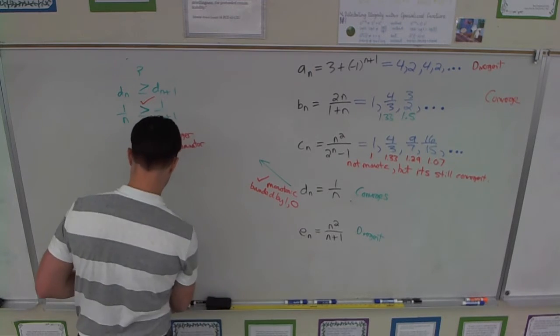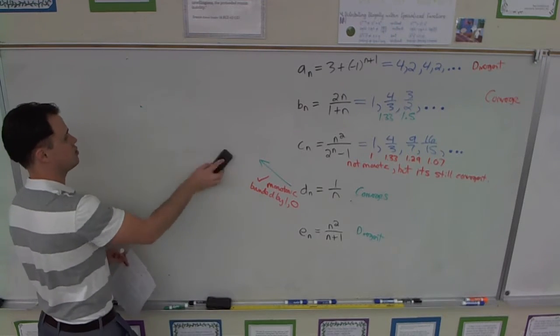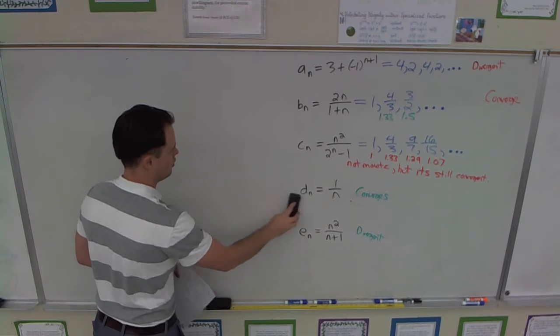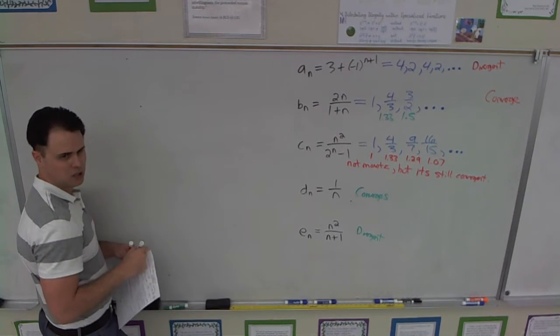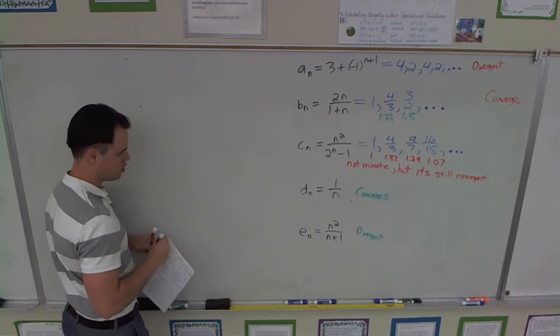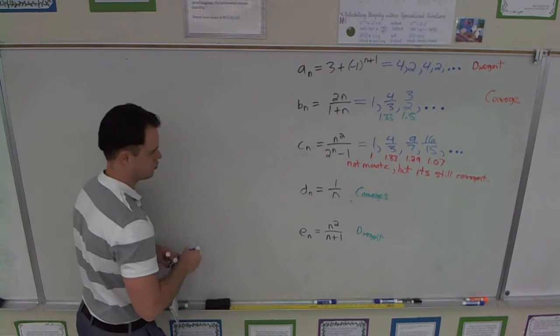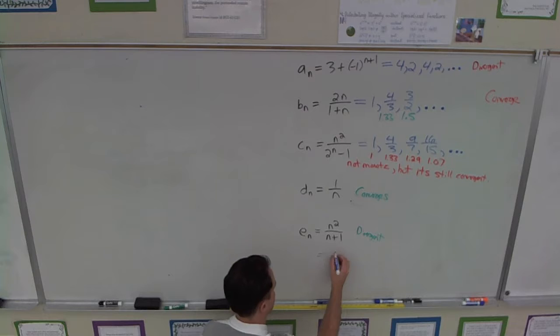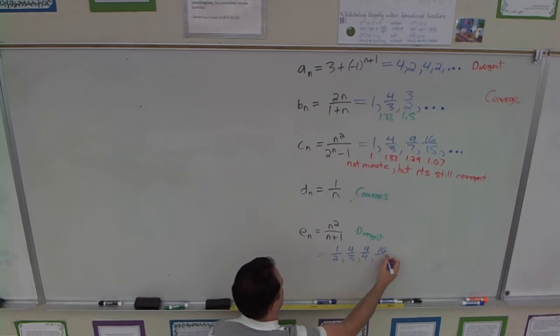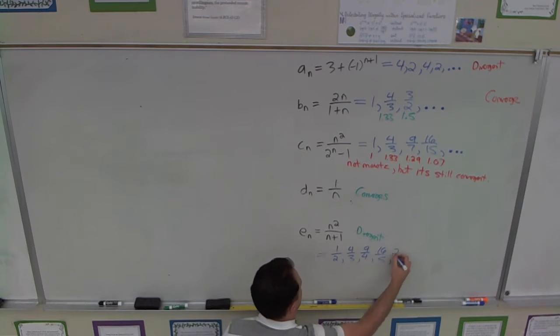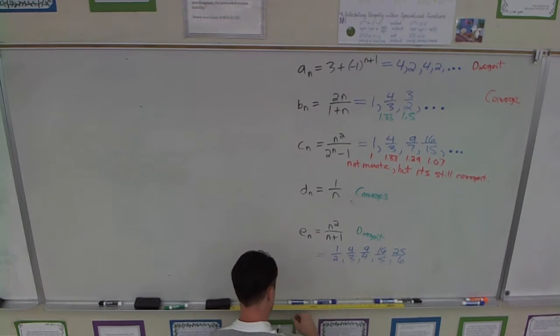What could we do thinking like this? Is it going to fail? It's got to fail at least one of them, right? Is it bounded? We could start writing out the terms. The terms go 1/2, 4/3, 9/4, 16/5, 25/6.